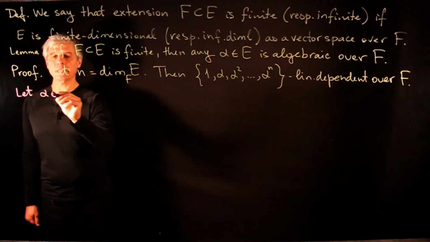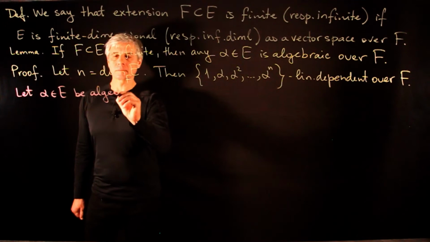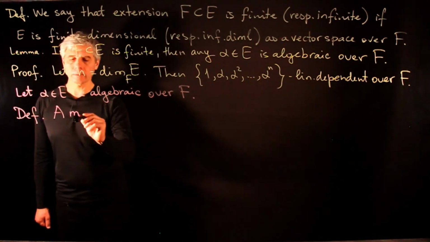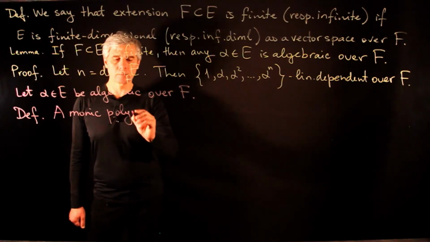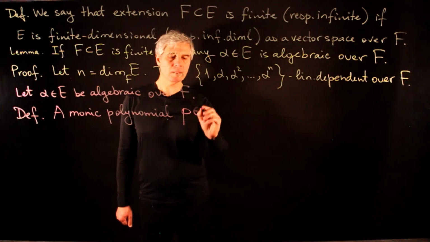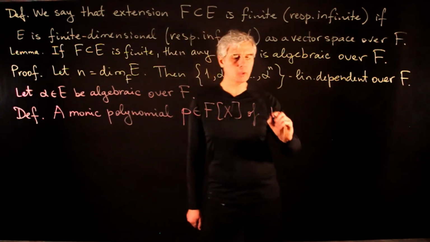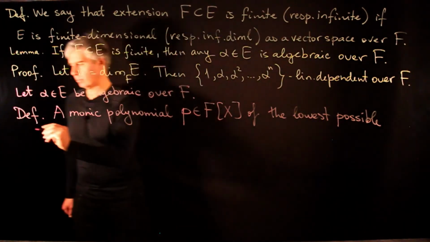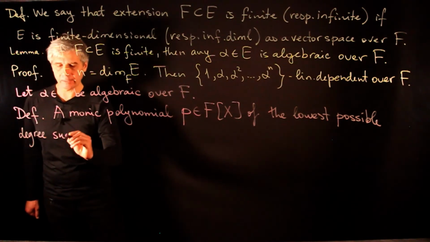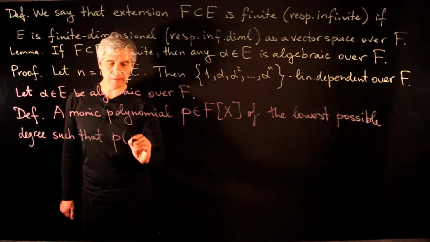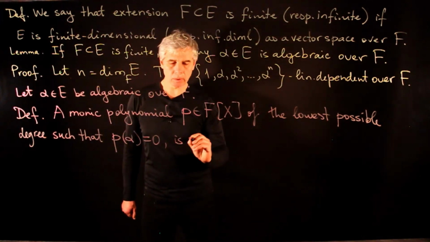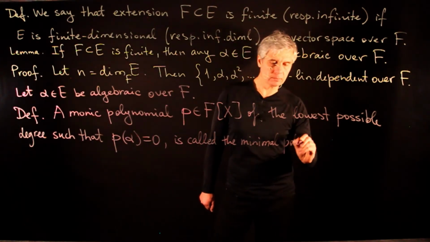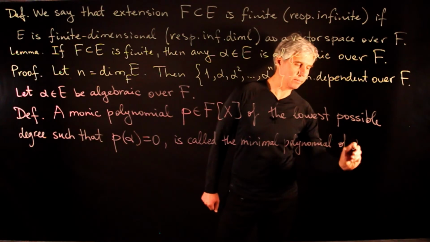Let alpha in E be algebraic over F. Definition: a monic polynomial P in F[x] of the lowest possible degree such that P of alpha is equal to 0 is called the minimal polynomial of alpha.